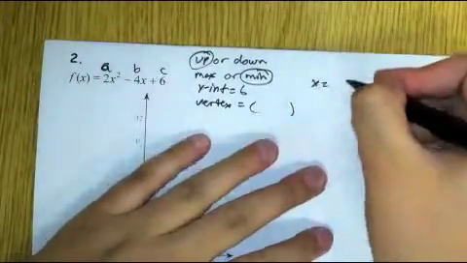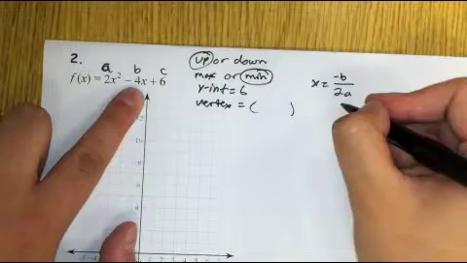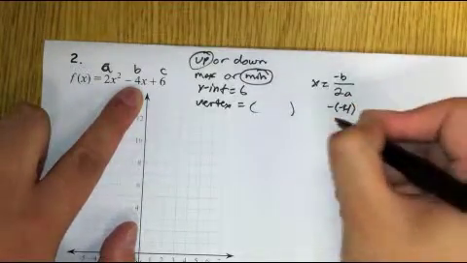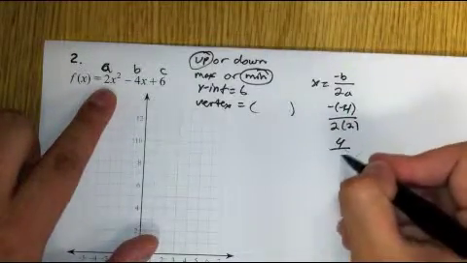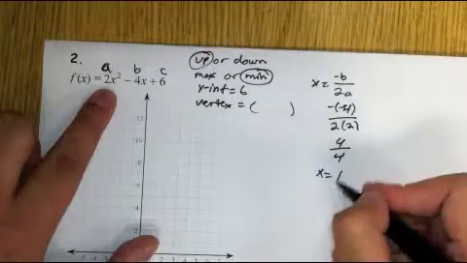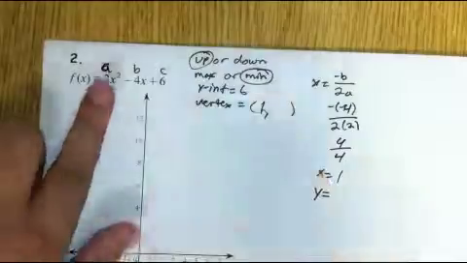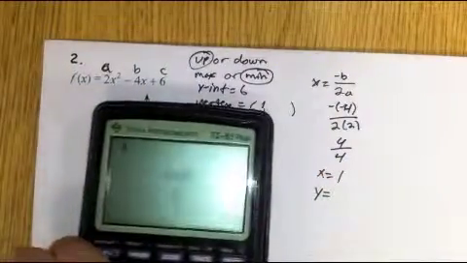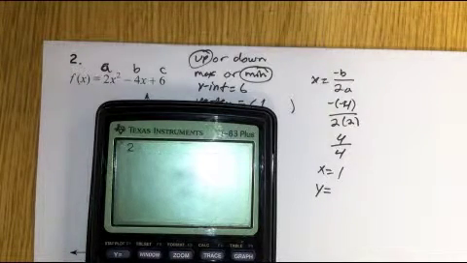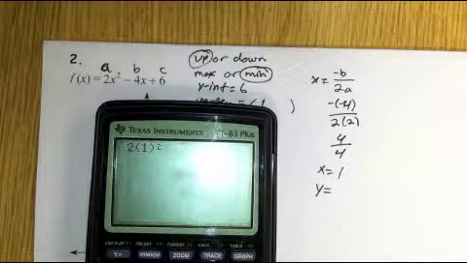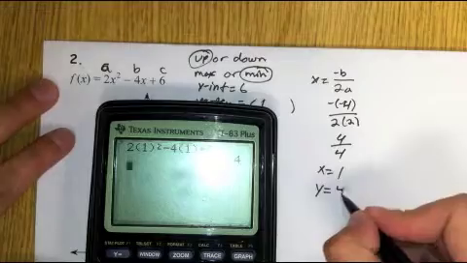To find your x value, use negative b over 2a. I'm going to plug in negative 4. It's okay to have the double negatives. 2 times 2 there. Okay, let's start simplifying. Get 4 over 4, where x equals 1. How do you find your y? Plug your x back into all the x's and solve for y. Don't be scared about that f of x. Remember, that just means y. So 2, open parentheses, 1 squared minus 4 times 1 plus 6. You get 4. Okay?